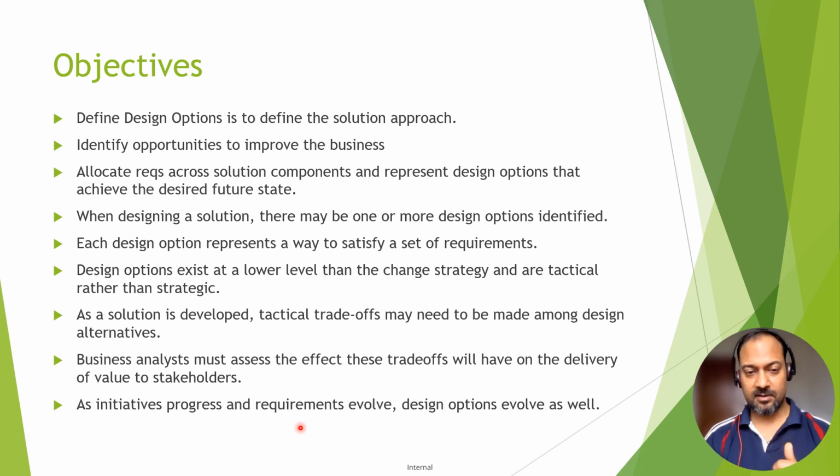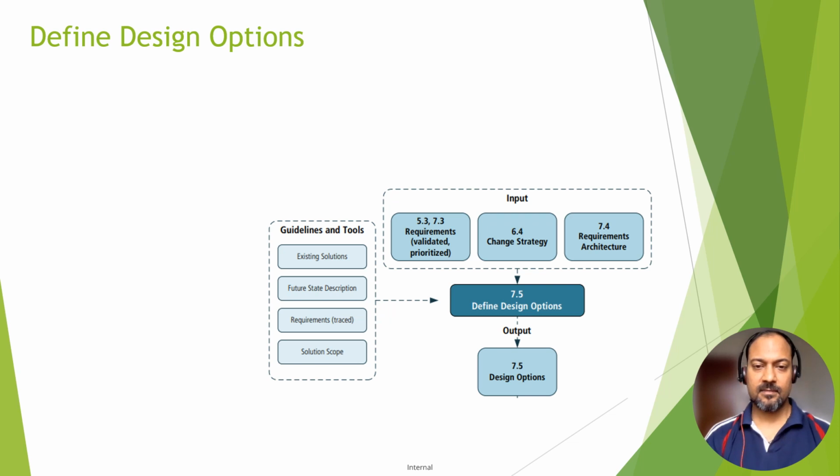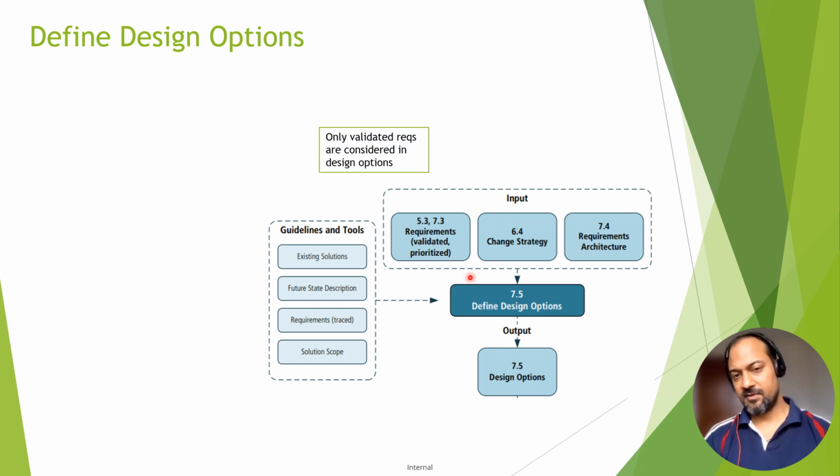As initiatives progress and requirements evolve, design options evolve as well. Now, this is how the inputs and the outputs work. So the first input we have here, requirements validated and prioritized. So when we are saying requirements validated, this validated keyword comes two times. The first time is when you are taking a sign off on a requirement.